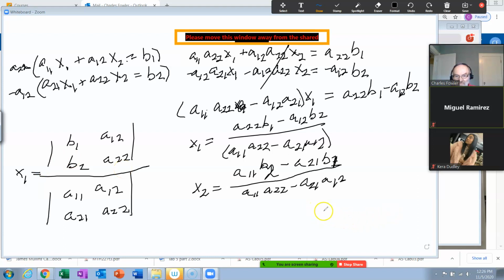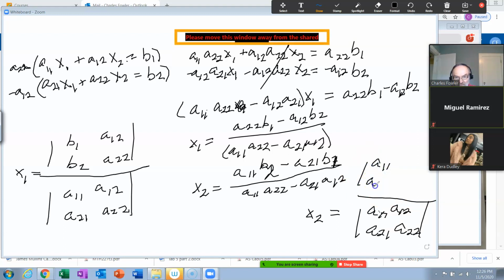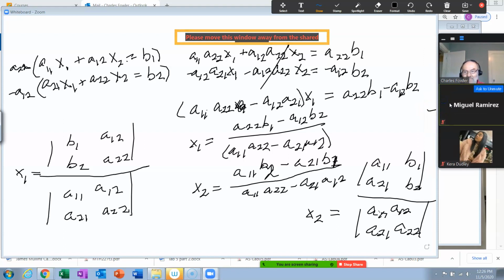And if you did the same thing for x sub 2, your denominator is the same, the determinant of A11, A12, A21, A22. That's the determinant of those coefficients there. And your numerator here would be the determinant of A11, A21, B1, B2. Sorry about that. Okay. Now, what does that produce here?